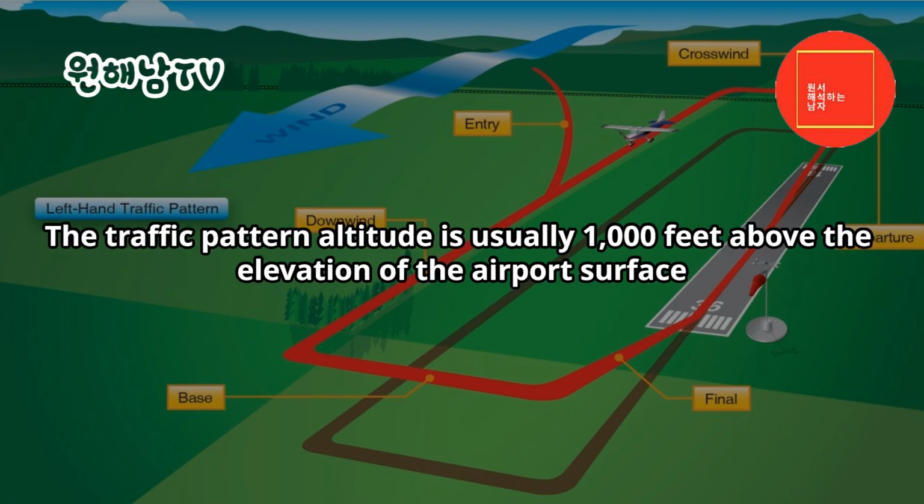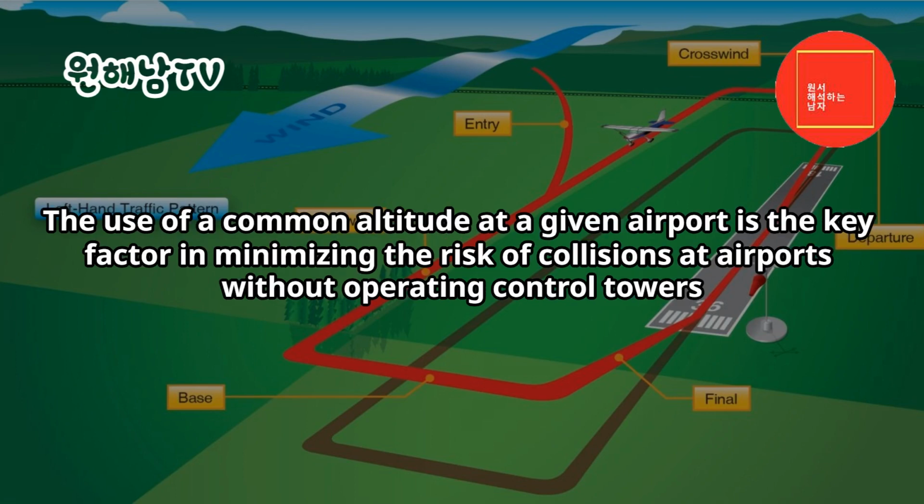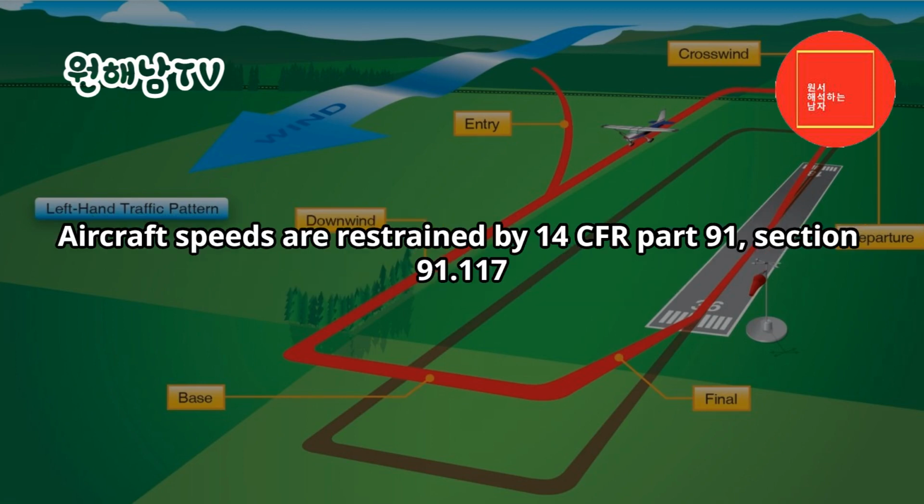The traffic pattern altitude is usually 1,000 feet above the elevation of the airport surface. The use of a common altitude at a given airport is the key factor in minimizing the risk of collisions at airports without operating control towers. Aircraft speeds are restrained by 14 CFR Part 91, Section 91.117.